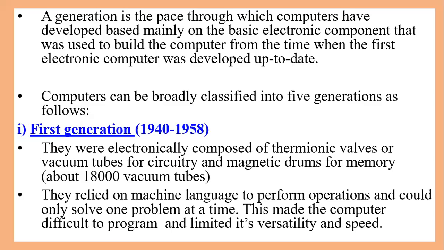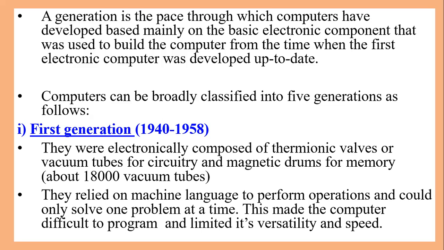A generation is the pace through which computers have developed based mainly on the basic electronic component that was used to build the computer, from the time when the first electronic computer was developed up to date. And therefore, computer generations, or all computers, can be broadly classified into 5 generations, which are first generation to 5th generation. First generation of computers was between 1940 and 1958.